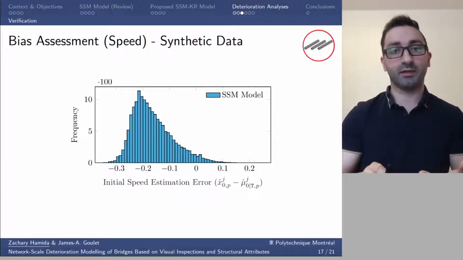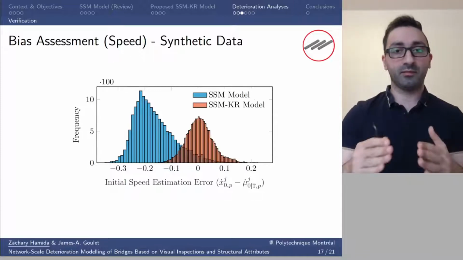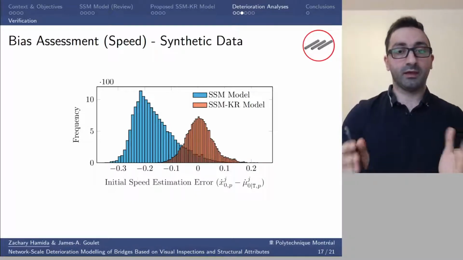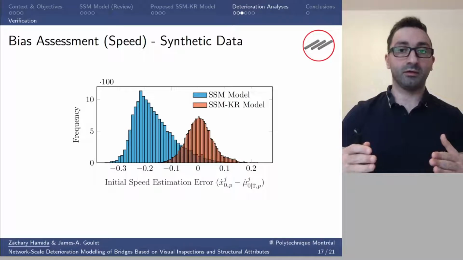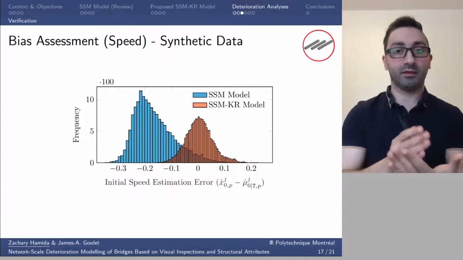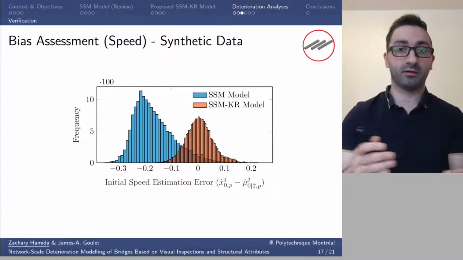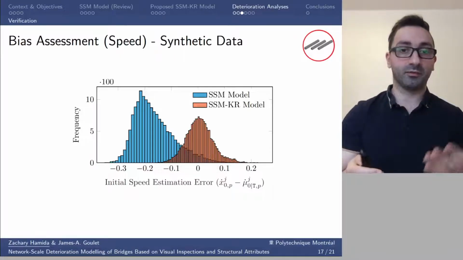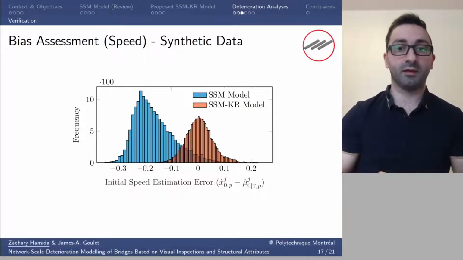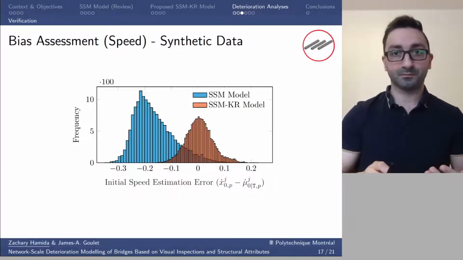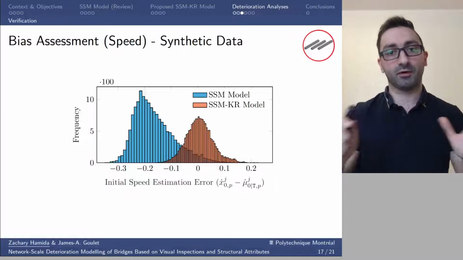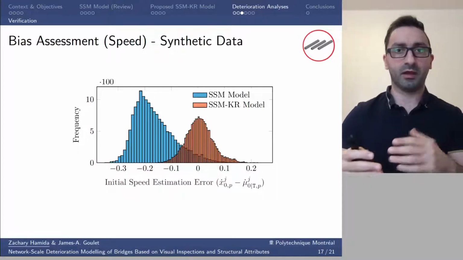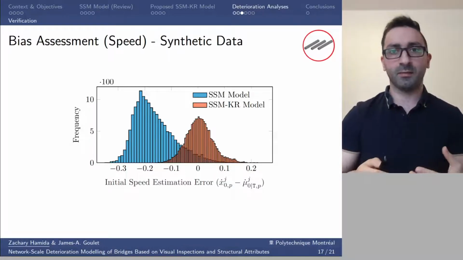Now, if we look at the SSM-KR model, the same histogram, same everything. However, here we factored in structural attributes. Based on the SSM-KR model, we can see that this histogram is centered nearly around zero, which means that there's very little or negligible bias in the overall estimate for the deterioration speed. So this is the part for synthetic data. There are further examples that show step-by-step how the SSM-KR model works.